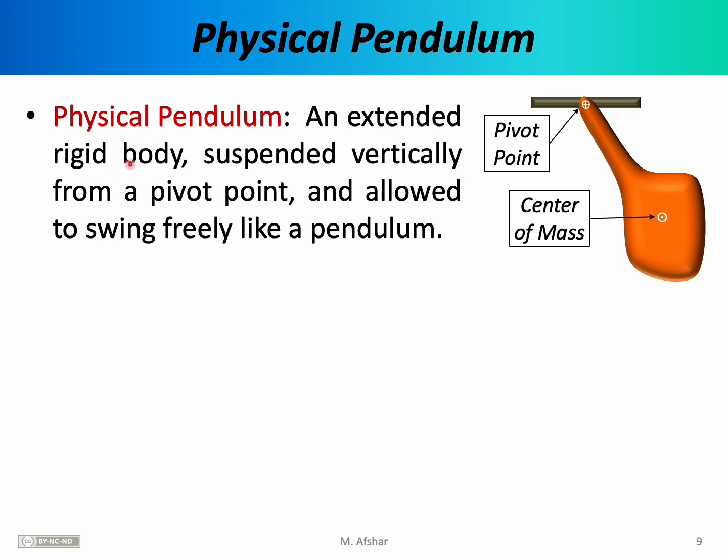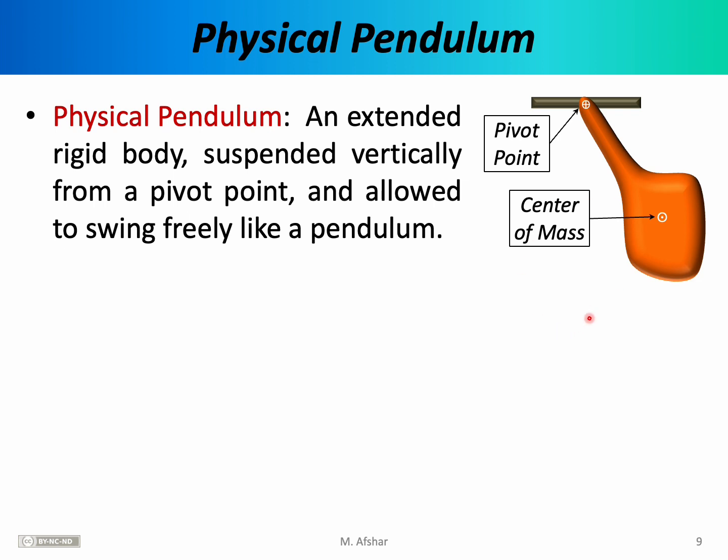It is a rigid body, so it has to be basically a solid. It can't be like a liquid or a gas. Other than that, any such object can be suspended from a single point. We call that point the pivot point, and then we could allow it to swing freely like a pendulum.